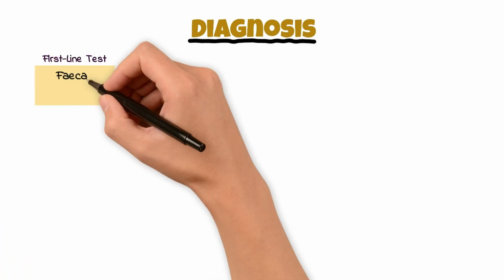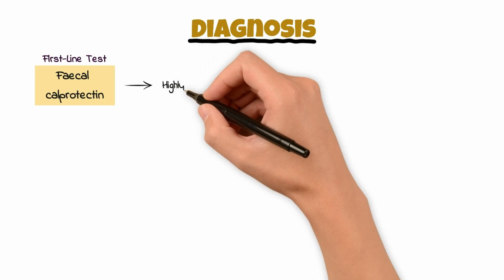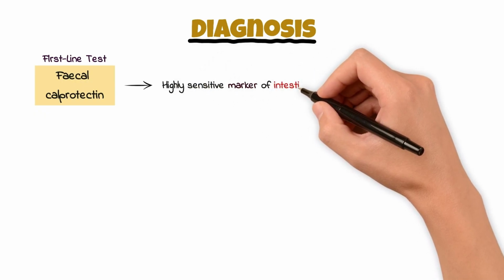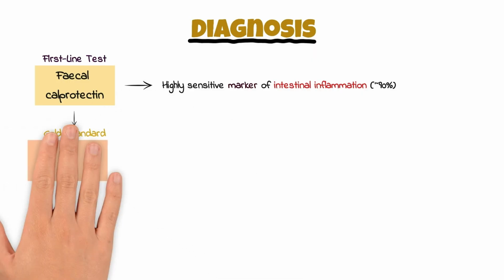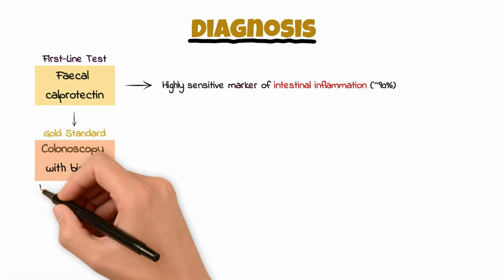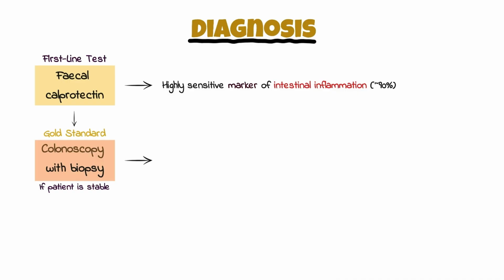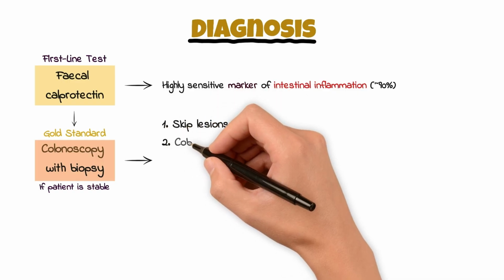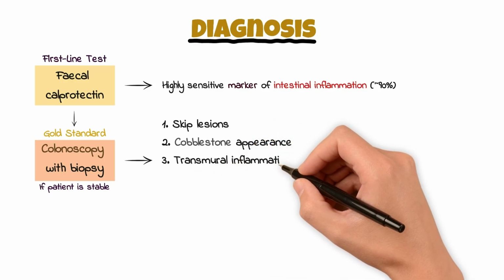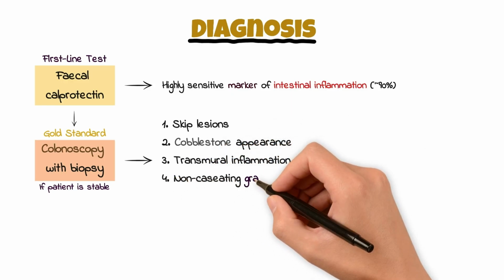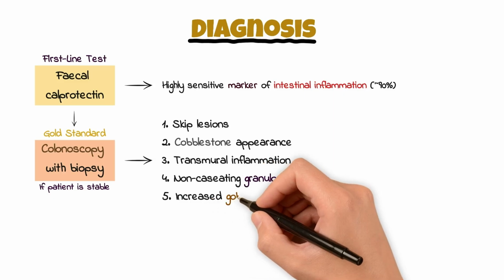Diagnosis: first line, fecal calprotectin. This is a highly sensitive marker of intestinal inflammation. Gold standard, colonoscopy with biopsy, if patient is stable. This will show skip lesions, cobblestone appearance, transmural inflammation, non-caseating granulomas, and increased goblet cells.